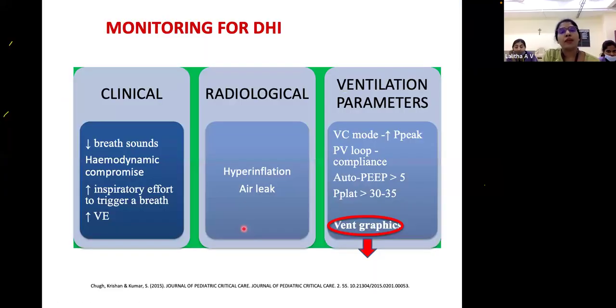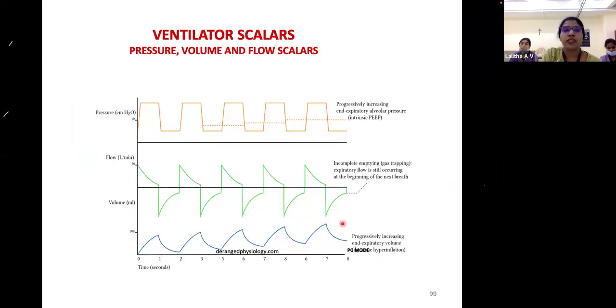So how do you monitor dynamic hyperinflation? Clinically, always see whether the breath sounds are decreased or improved, increased inspiratory effort to trigger the ventilation, or increased tidal volume. In X-rays, you'll see hyperinflated lung fields. And your ventilatory graphics will give a picture of this auto PEEP or dynamic hyperinflation.